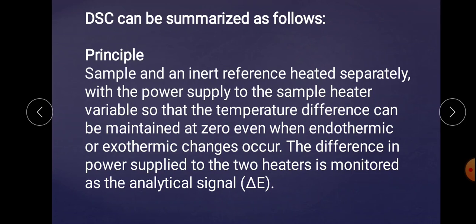So the sample and an inert reference are heated separately with the power supply to the sample heater variable so that the temperature difference can be maintained at 0, that is delta T equal to 0, even when endothermic or exothermic changes occur. The difference in power supply to the two heaters is monitored as the analytical signal, that is delta E. So delta H is represented in the sense of delta E.